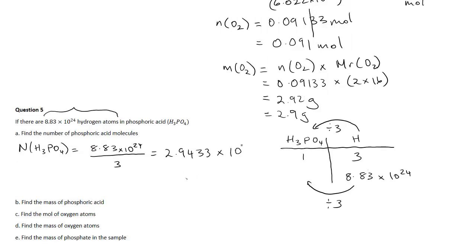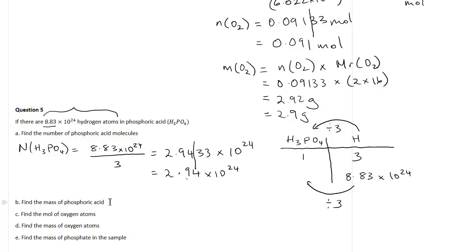times 10 to the 24, and that's 3 significant figures, so 3 significant figures cuts off there, and that doesn't change the 4. So this is how many particles and molecules we have.